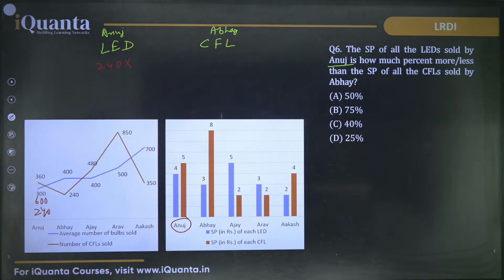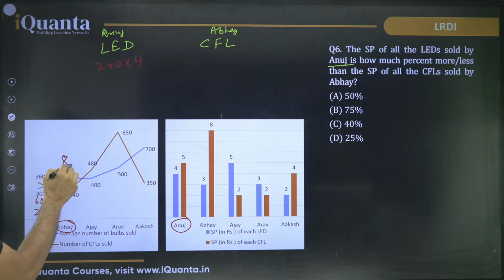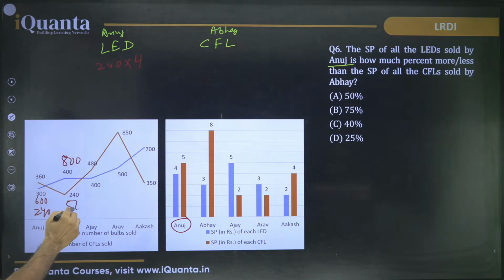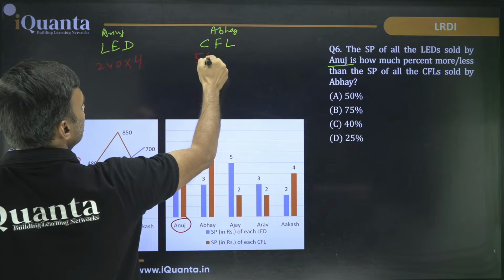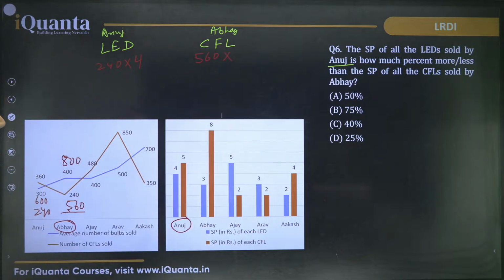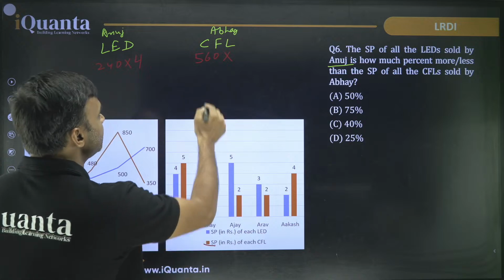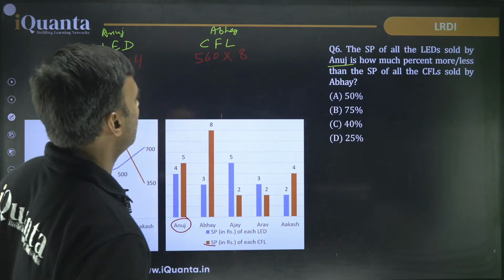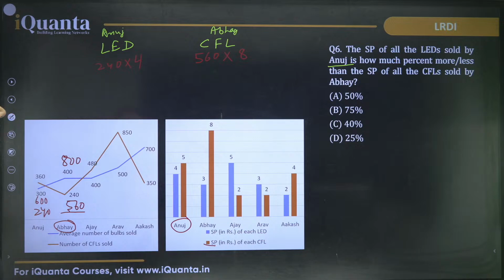What is LED price for Anuj? It is 4. And Abhay, where is Abhay? Abhay is here. Average is 400, so total 800. 800 minus 240 is 560. So 560 is the number into Abhay CFL price. Abhay CFL price is 8. Oh, what is the trouble? 960, and that is 4,400. Have I taken the questions correctly?